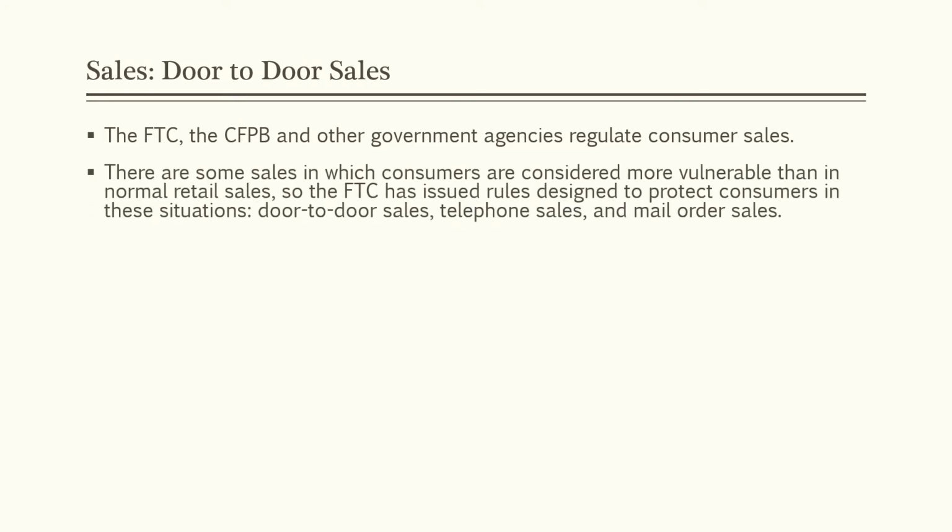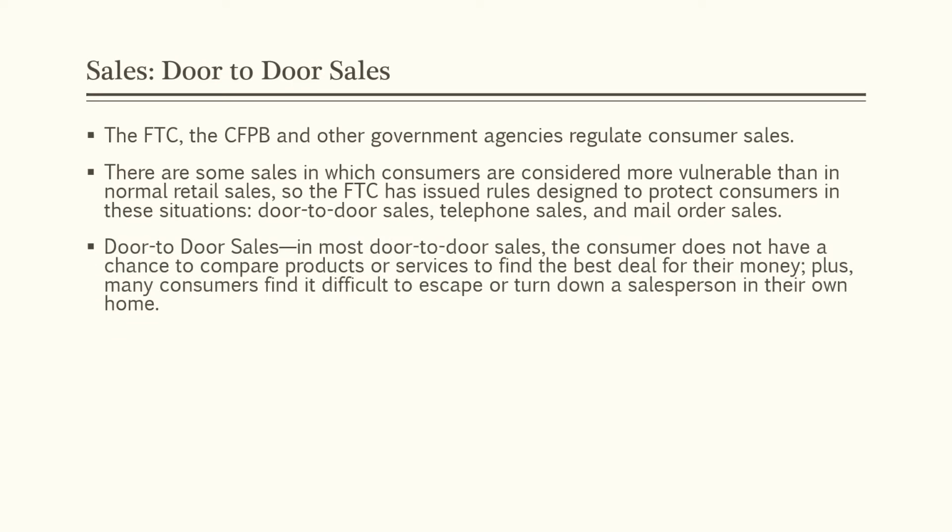There are some sales in which consumers are considered more vulnerable than in normal retail sales. So the FTC has issued rules designed to protect consumers in these situations: door-to-door sales, telephone sales, and mail order sales. We'll start with the door-to-door sales. In most door-to-door sales, the consumer does not have a chance to compare products or services to find the best deal for their money. Plus, many consumers find it difficult to escape or turn down a salesperson in their own home.